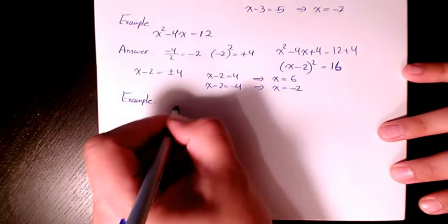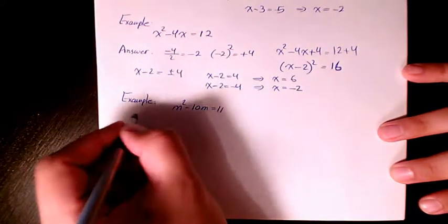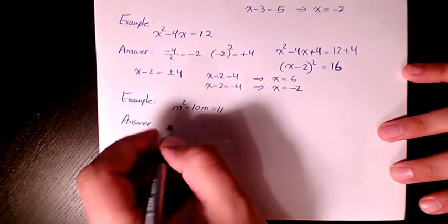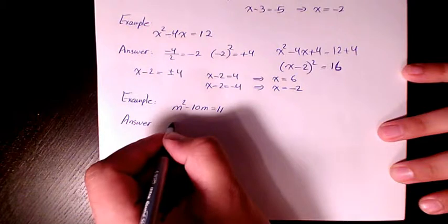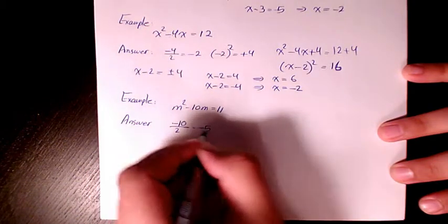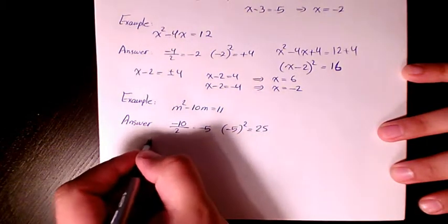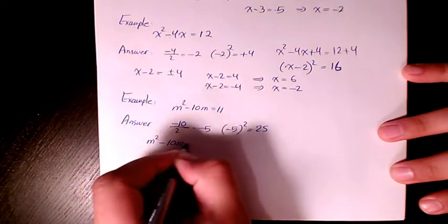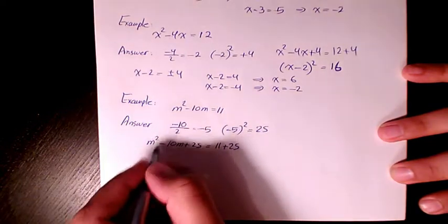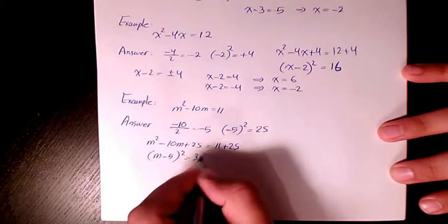Next one, m squared minus 10m equals 11. Answer is, we have negative 10 as the coefficient, divided by 2 is negative 5. Negative 5 to the power of 2 is 25. So we have m squared minus 10m plus 25 equals 11 plus 25. So that will be m minus 5 to the power of 2. 11 plus 25 is 36.